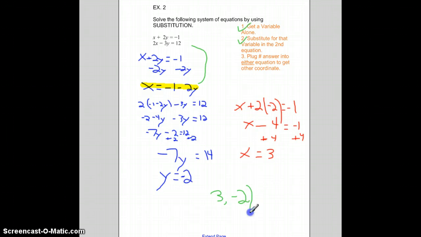So that point, when we say it's a solution, again, that's the point where these two lines intersect. It's a solution to both these equations. If we plugged 3 in for x and negative 2 in for y into either of these equations, they should all balance out and check out.